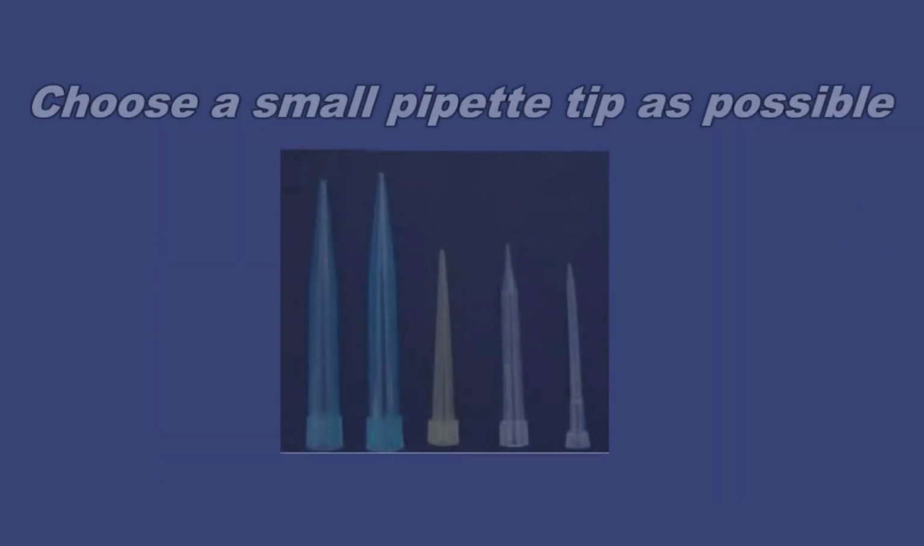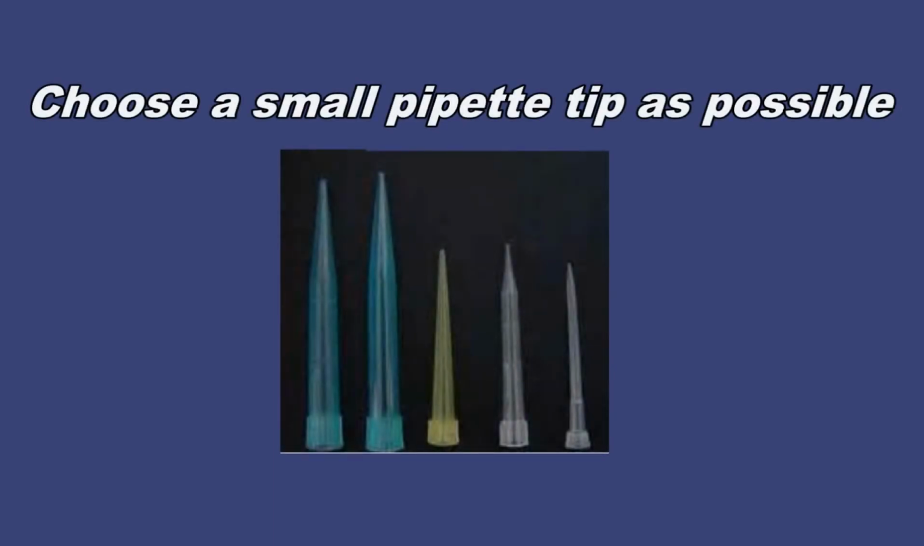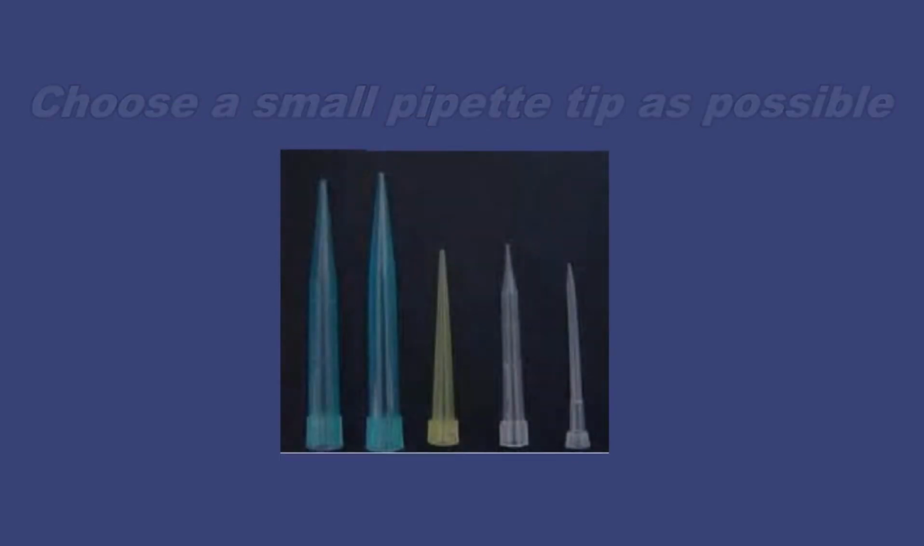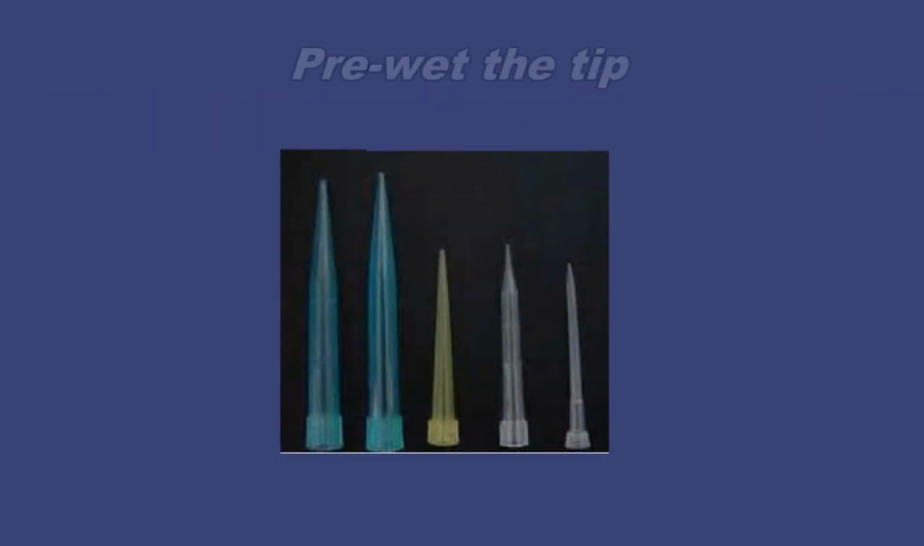Choose as small a pipette tip as possible. The bigger pipette tip has a larger air volume between the piston and the solution inside the tip. This decreases the accuracy of the volume measured.